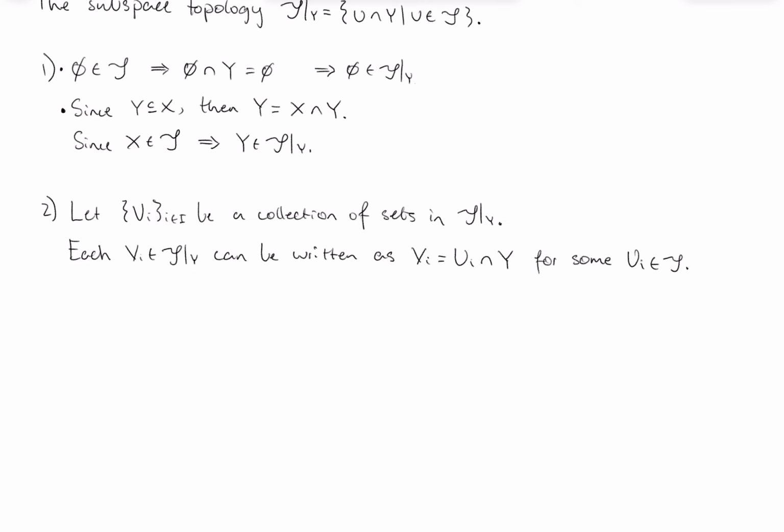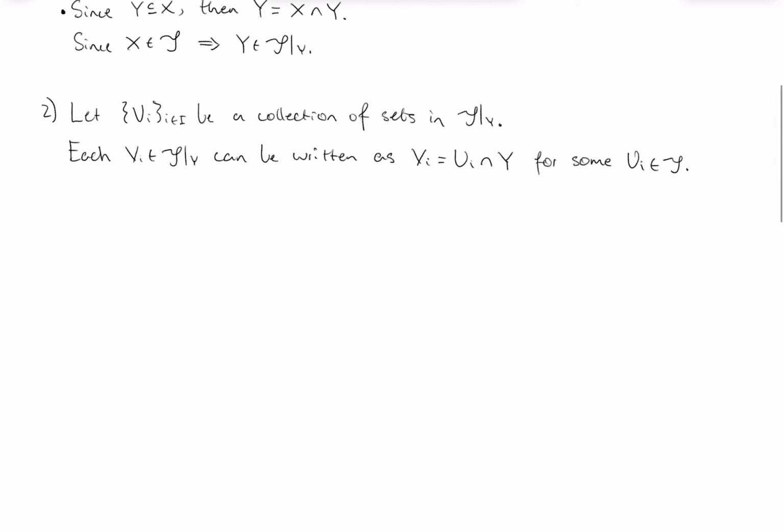So we're just constructing this collection. We want to take arbitrary unions of them. So let's take the union over i of all these sets V_i. And as we've just shown, V_i can be written in that form. It's U_i intersect with Y.